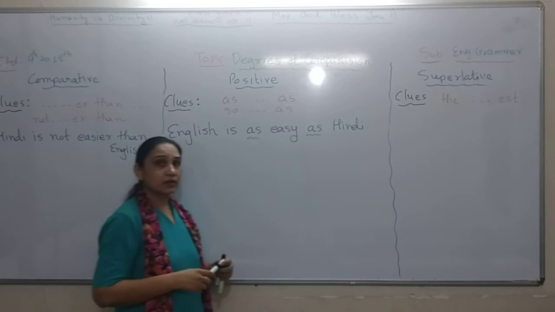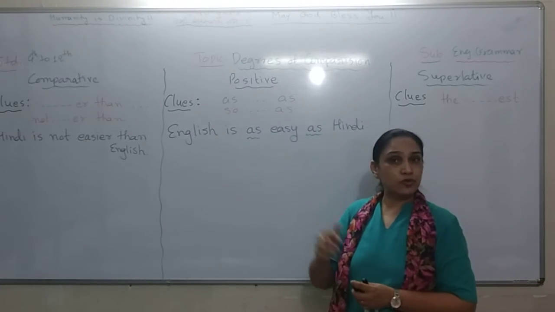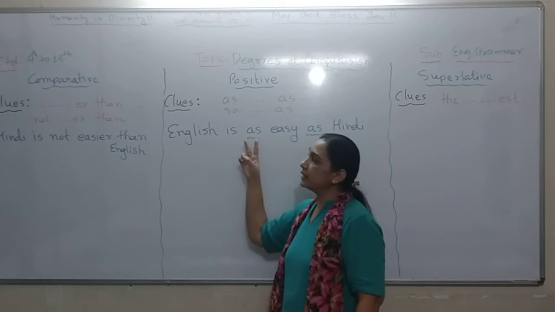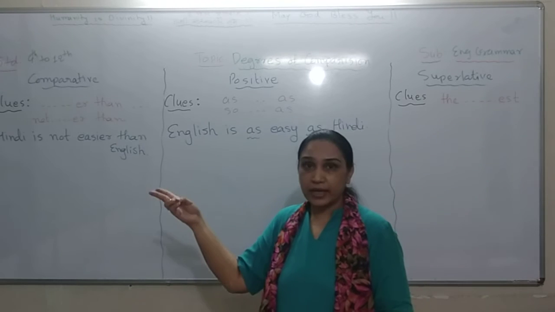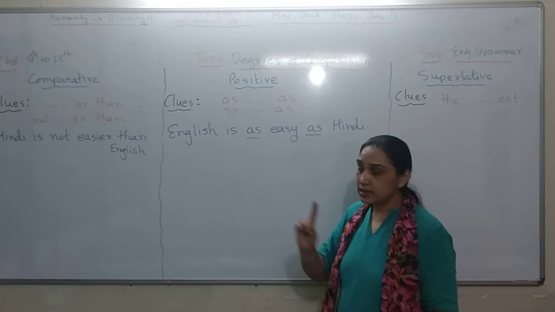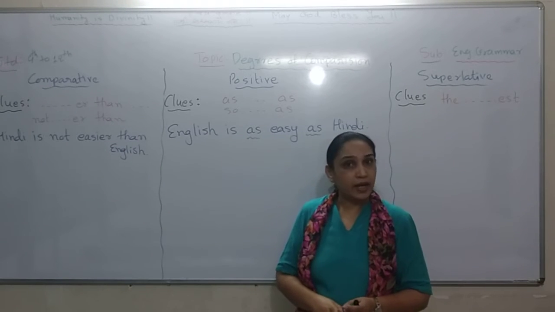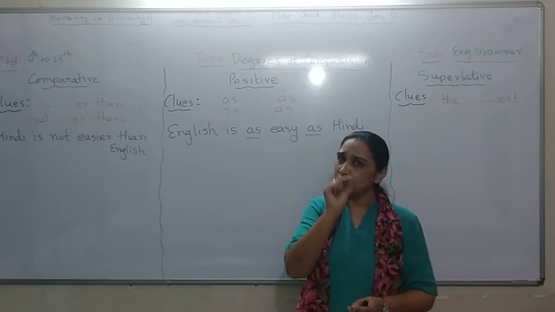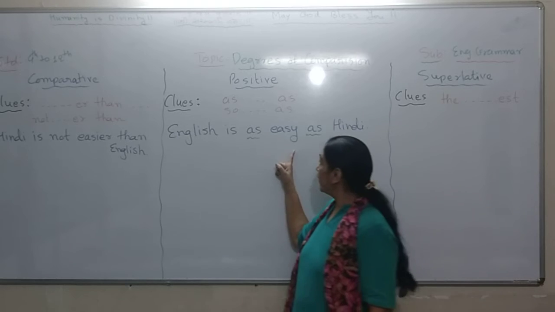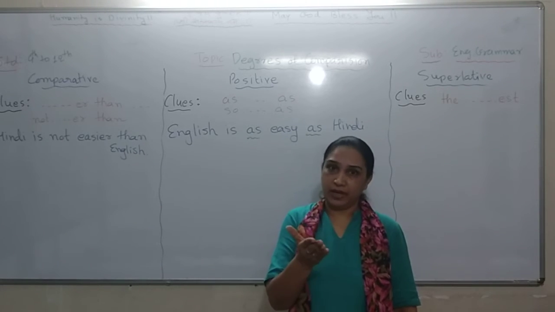Please check it. What I have done? I have changed the place of my two subjects first. Second, I have converted my sentence from affirmative to negative. And third, I have removed as and as from my sentence, and I have added er than just after my adjective. One small change I have made, that I have also replaced this y with i. Why I have done, you know very well.